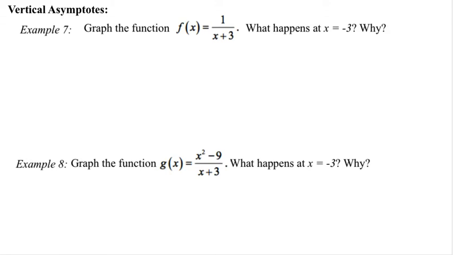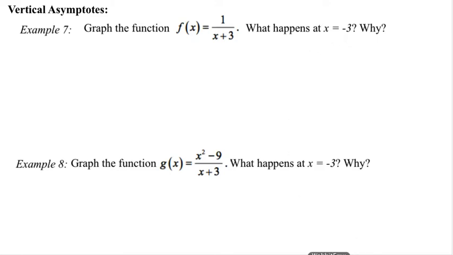Vertical asymptotes is our next topic. We talked about an asymptote being basically a line. If it's a vertical asymptote, it's a vertical line that a graph approaches but never gets to. So we want to graph this function. What happens at x equals negative 3? Well, let's go ahead and take a look at that.